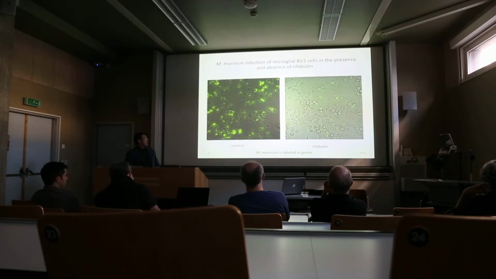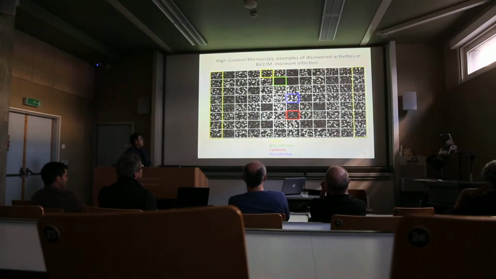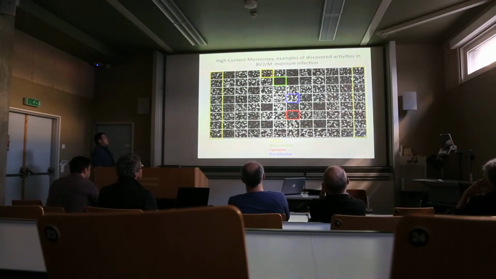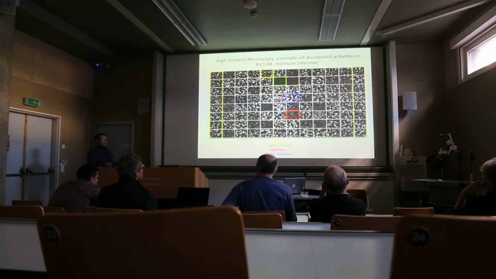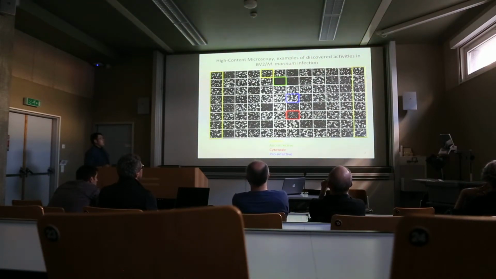This is the movie that was shot during the 72 hours. Here there is a scheme of the 96-well plate, where each square represents one microscopic picture from these wells. You see the controls here, the vehicle controls, and you can see that we observe various types of activities in our screen.